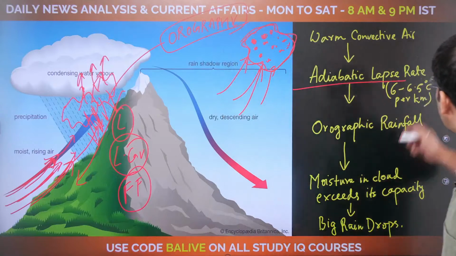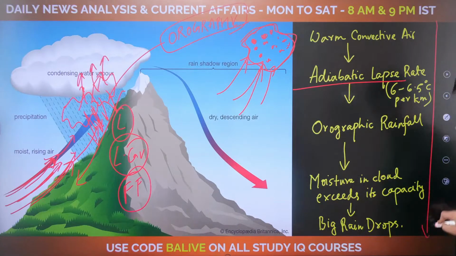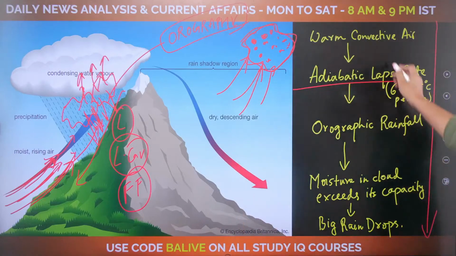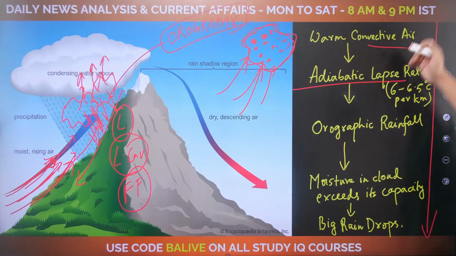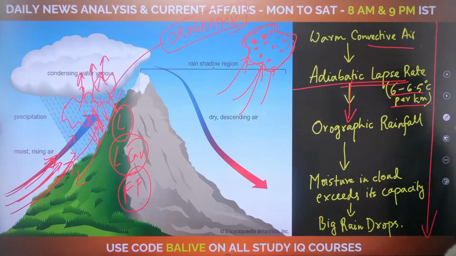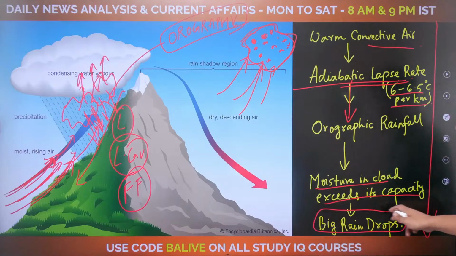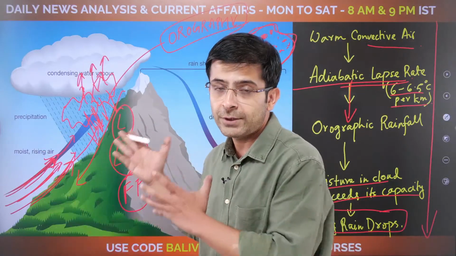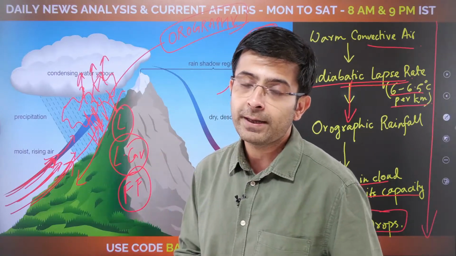So this is the whole thing. I have built a flow chart for you so that it's easier for you to remember. So your warm convective air rises up, adiabatic lapse rate kicks in, which means a 6 to 6.5 degrees centigrade drop in temperature per kilometer. Thereafter, orographic rainfall should follow. However, if that does not happen, then the moisture in the cloud exceeds its capacity, big raindrops are formed, eventually that balloon of the cumulonimbus cloud bursts, and thus you have, say, life and property that is threatened in the hill slopes.